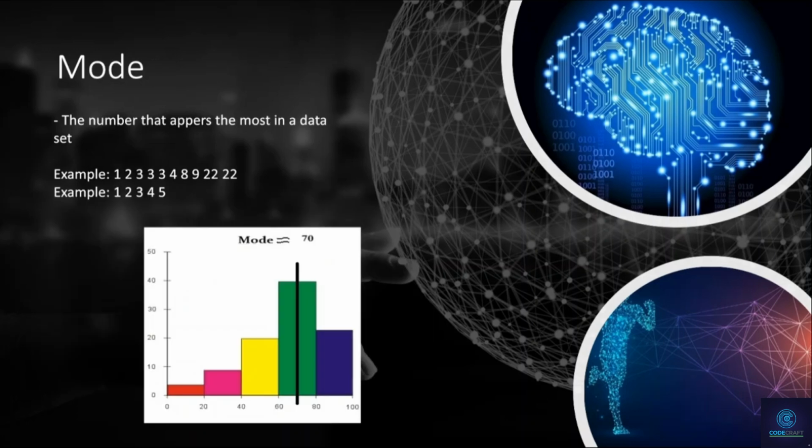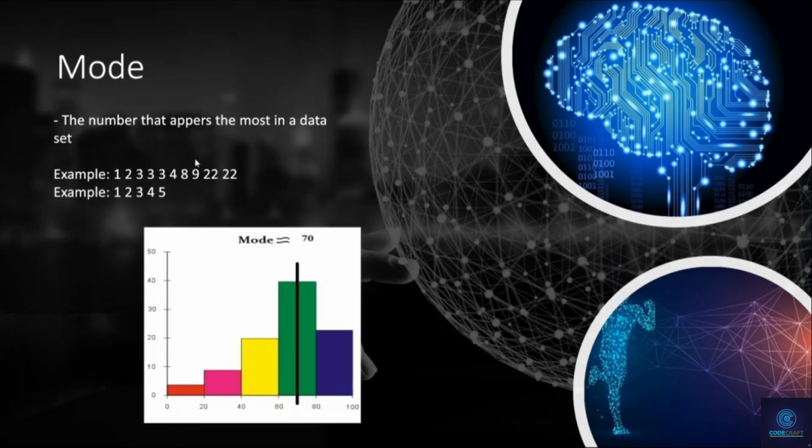The second thing that we are going to talk about today is the mode. The mode is a bit different from the median, and also very simple to understand. The mode is the number that appears the most inside of a data set. It's possible that we have data sets with more than one mode, and also data sets with no mode at all. Let's say, for example, the data set 1, 2, 3, 3, 3, 4, 8, 9, 22, 22. In this data set, the mode will be 3 because 3 appears 3 times, and since it's the number that appears the most, this would be our mode.